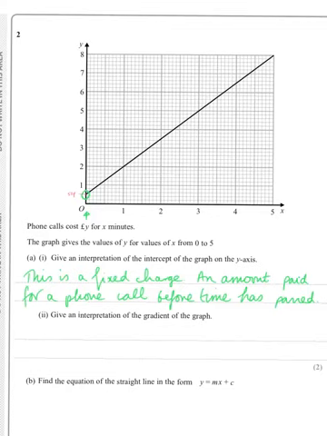Now we've got to give an interpretation of the gradient of the graph. Well, I always look at it as moving along 1 unit on the x, and then to see how far we go up on the y-axis. Now, for here, we can go 1 unit along, and it looks like we go up by £1.50, but if you want to make it clearer for yourself, then by all means go along 2 units.